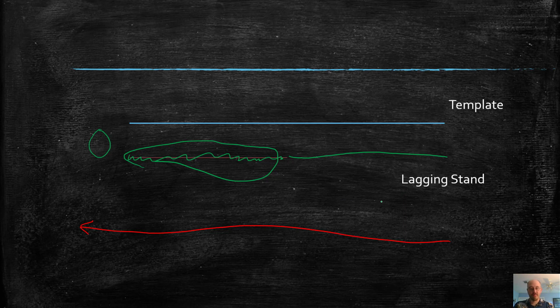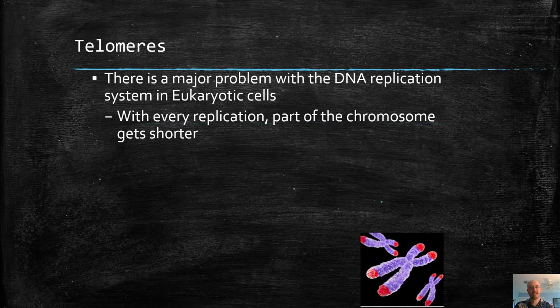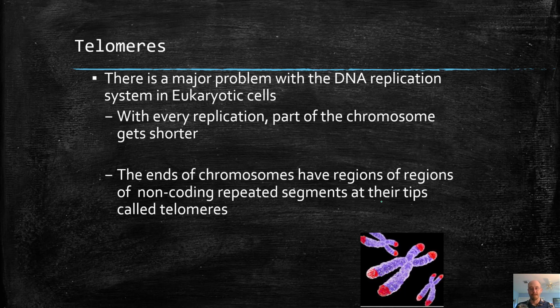Now that's usually not a problem, because at the ends of our chromosomes we have DNA that I think of as sacrificial DNA called telomeres. It's DNA that doesn't code for anything. There are no genes there. So we lose that DNA every time our cell divides, and it doesn't hurt us because that DNA doesn't do anything. So with every replication, that piece of the DNA gets shorter and shorter. That piece of the chromosome goes away.